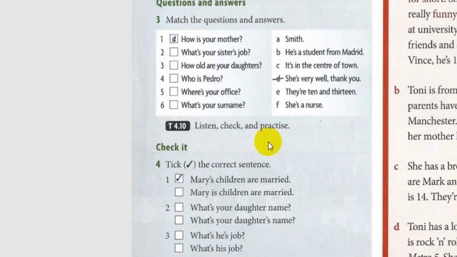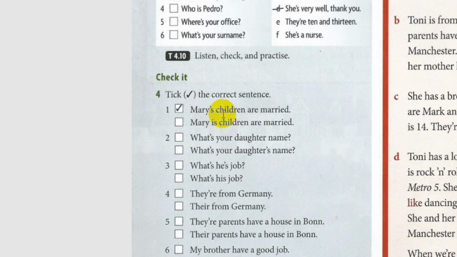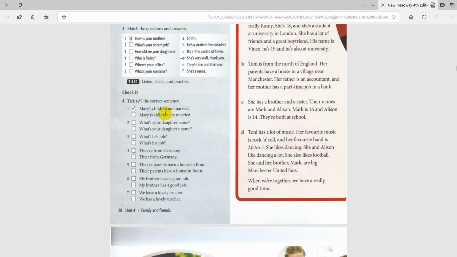Listen and check and practice. Check the correct sentence. Here, you should put a check or true for the correct sentence. Okay? Mary's children are married. So the sentence is correct.